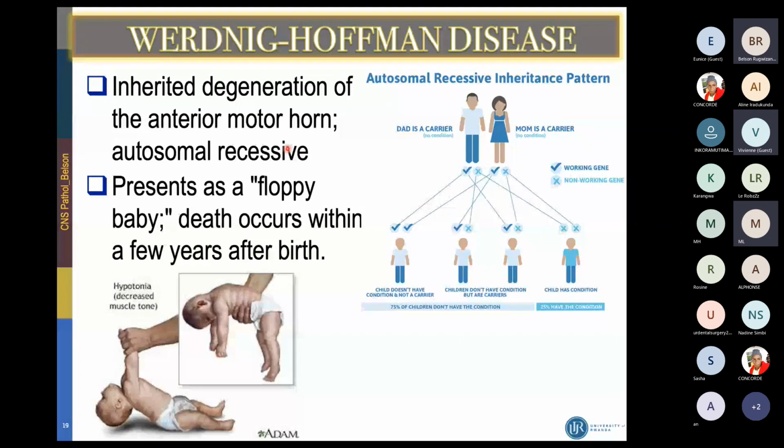Werdnig-Hoffmann disease is an inherited degeneration of the anterior motor horn, transmitted in an autosomal recessive way.